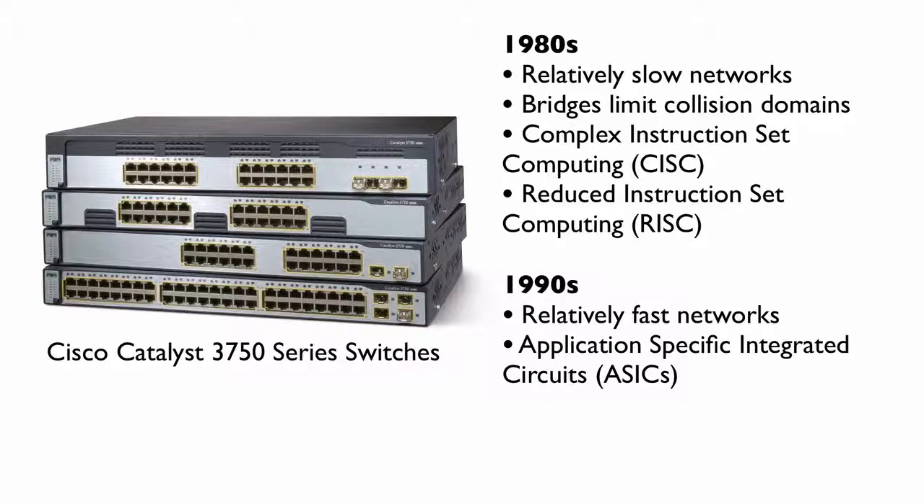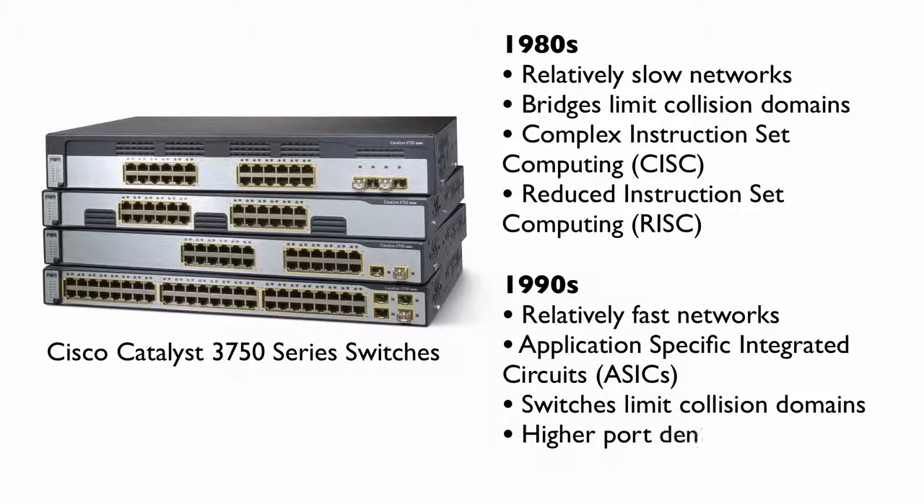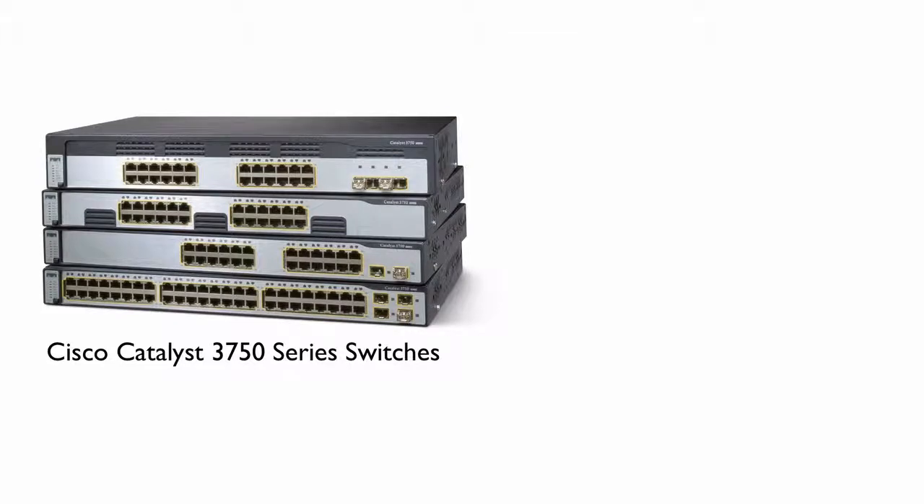And switches, like bridges, limit collision domains. But one of the big advantages besides speed is, as you can see on screen, switches tend to have a much higher port density than bridges. You have a much lower cost per port when it comes to an Ethernet switch as compared to an Ethernet bridge. And the topic we want to discuss over our next few slides is frame forwarding.